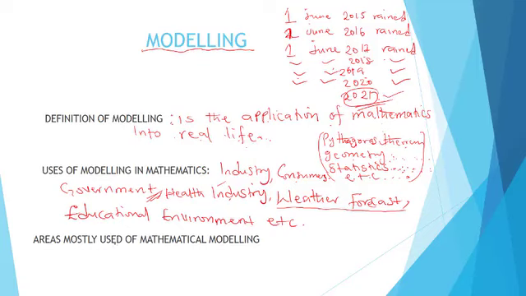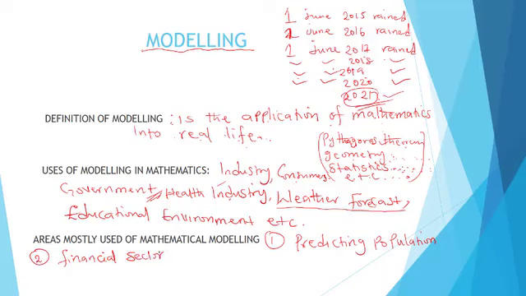Now, what are the areas mostly used for mathematical modeling? Number one, just like I stated here, predicting population. That's number one. It can be used in the financial sector. Yes, it can also be applied during war and conflict.